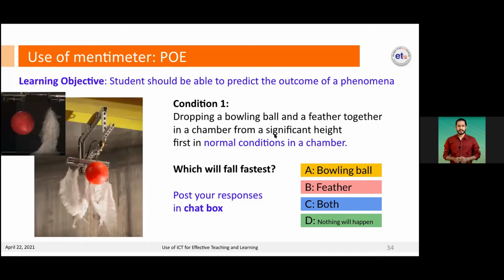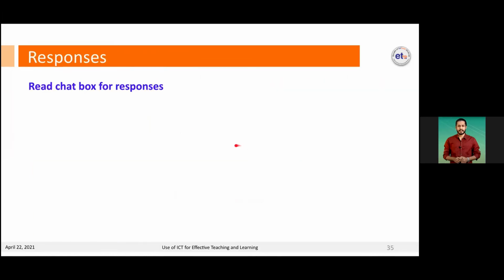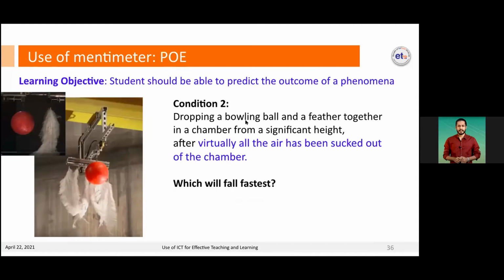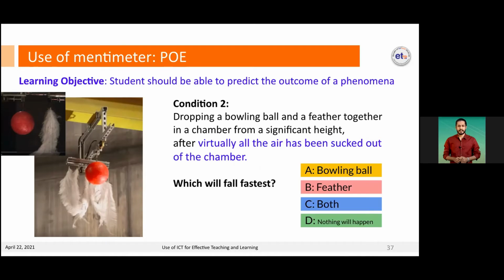Okay, so continuing with this particular part, I have another condition for you. So here we had a normal condition in the chamber. Okay, now condition 2 is dropping the ball and feather together in a chamber from a significant height after virtually all the air has been sucked out of the chamber. So this is a very important condition. Which will fall fastest? Bowling ball, feather, or both?